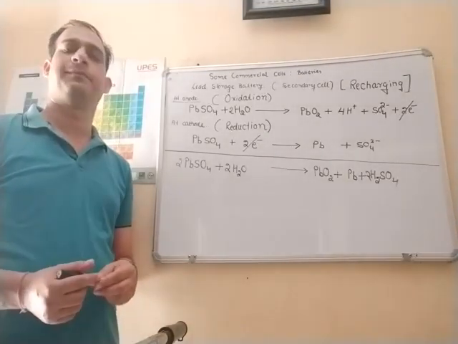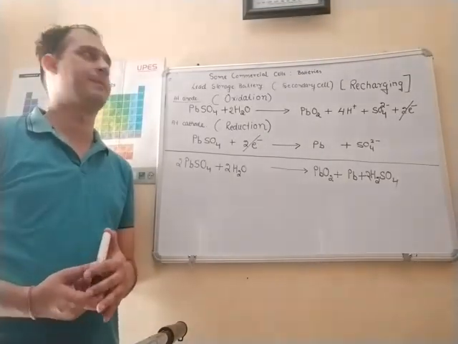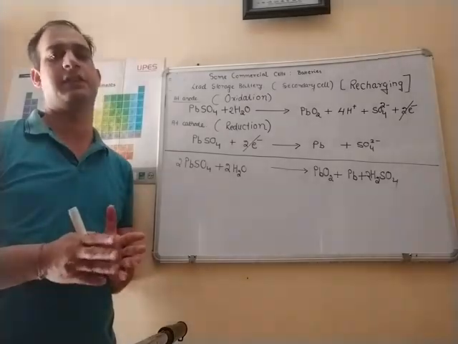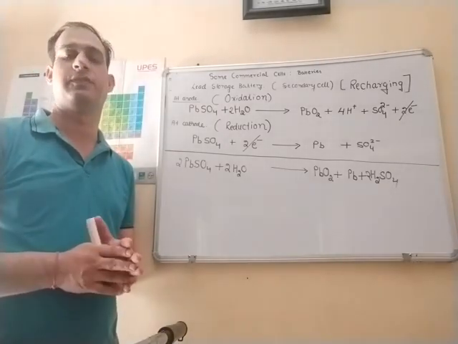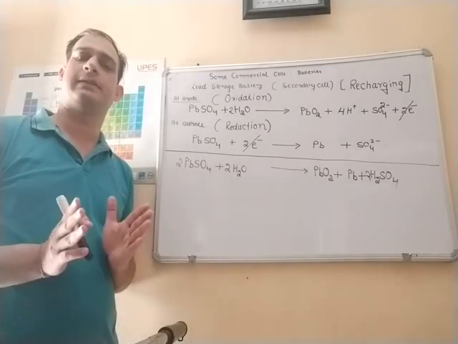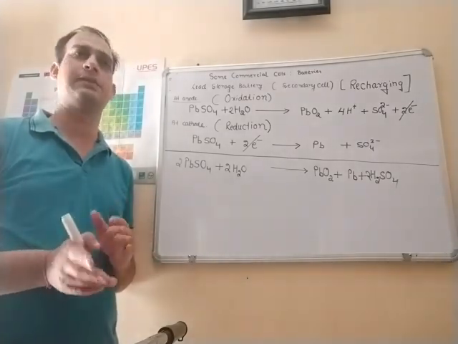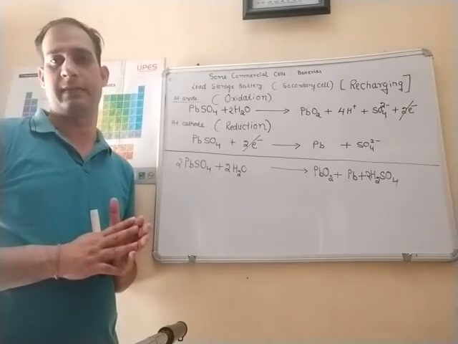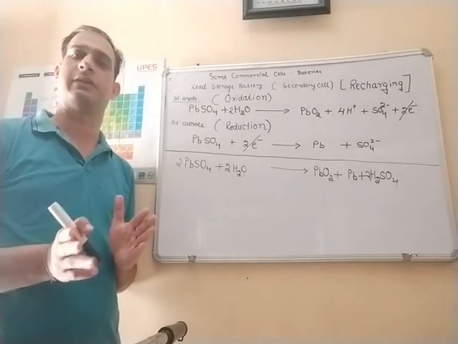Good morning, students. Today we are going to discuss our next topic, that is the reactions taking place during the recharging of a lead storage battery. So we have studied lead storage battery is the secondary cell. Secondary cells are those cells in which the reaction can take place in both the direction. The electrode reaction can be reversed.